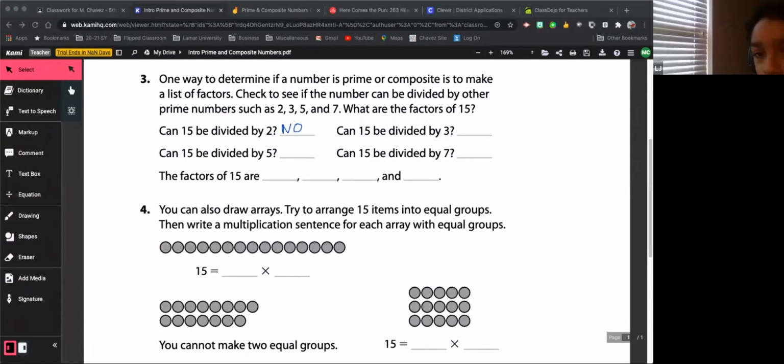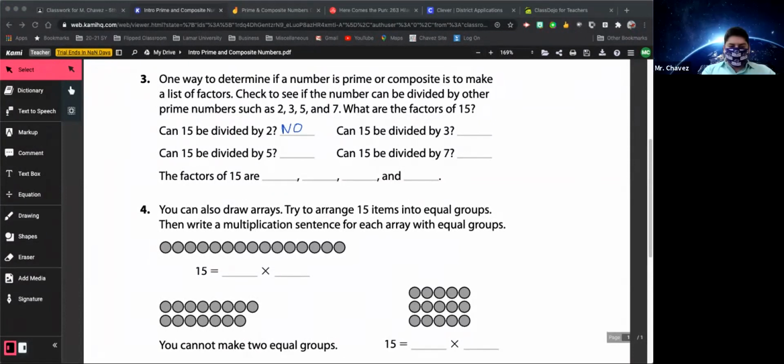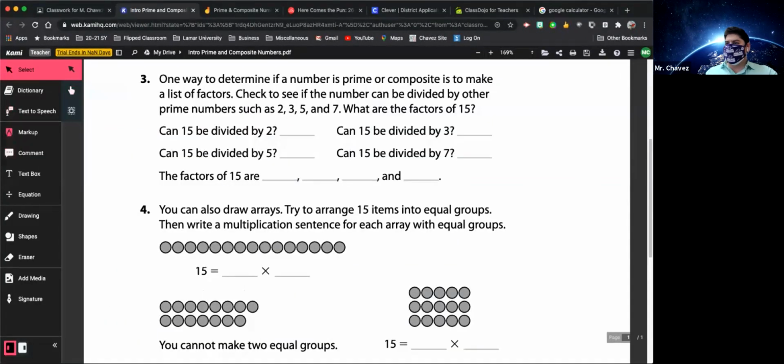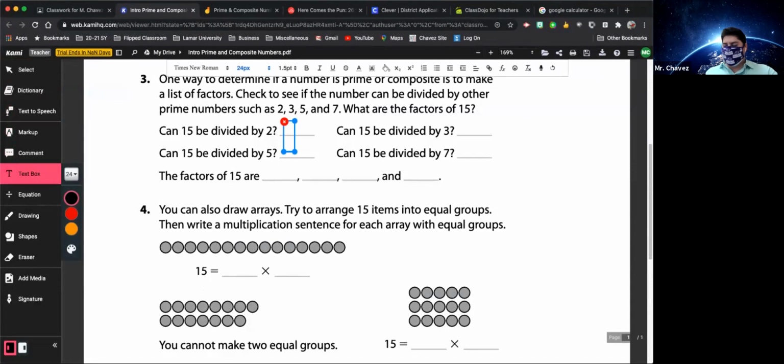And then look, let me show you something. Here's a little trick that you can do. Watch. Because remember, you want to work smarter, not harder. So let me go back over here. That's why for number 3, let me put the text box right here. The answer would be no. Right there for number 3.